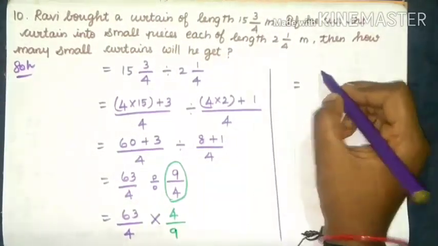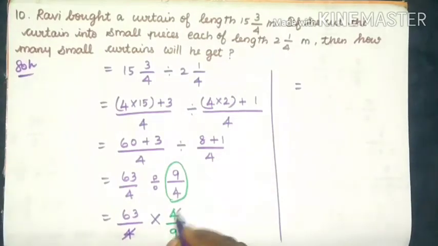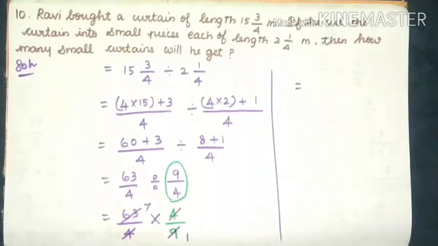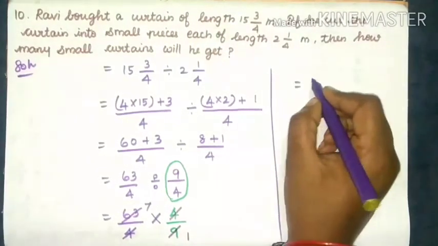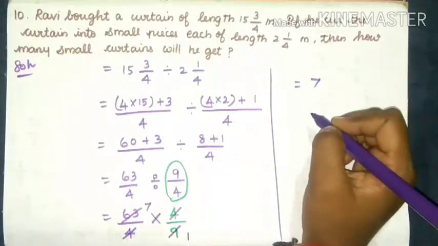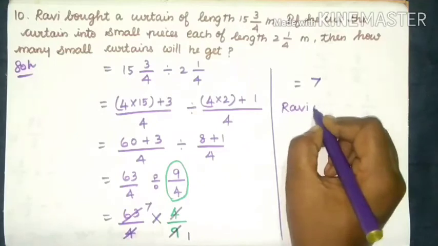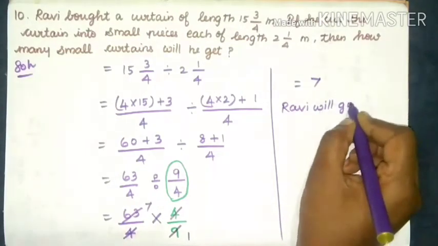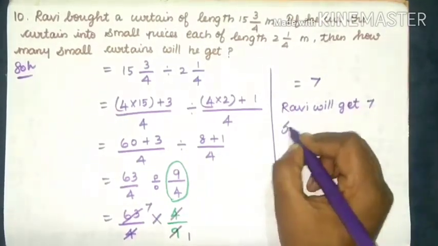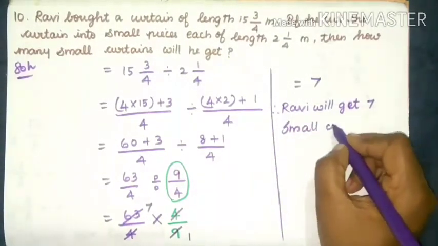Then you have to cancel with the 9 table and 4 table. 4 and 4 will cancel. 9 ones are 9. 9 sevens are 63. So you will get the answer as 7. So Ravi will get 7 small curtains. Therefore, Ravi will get 7 small curtains.